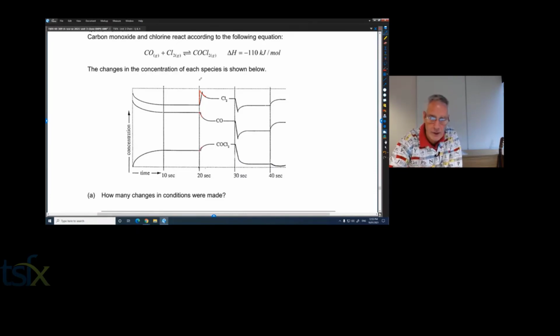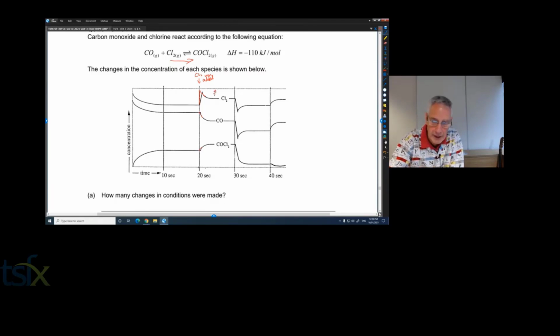That's an easy one. At that change, Cl2 was added. Now that's the easiest change. Clearly, the graph story tells you Cl2 went up instantly. CO and CoCl2 were not affected. We would expect that if you add Cl2, they will come down. How can they come down? By forward reaction. So if Cl2 goes down, CO has to go down.